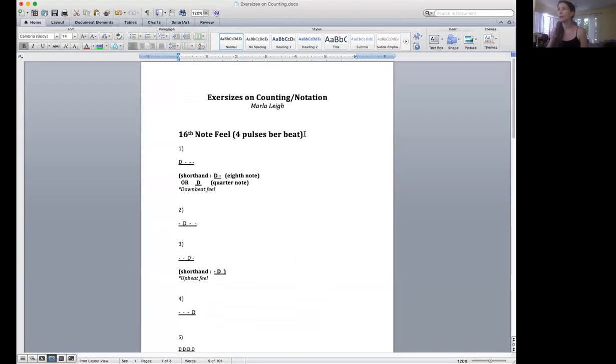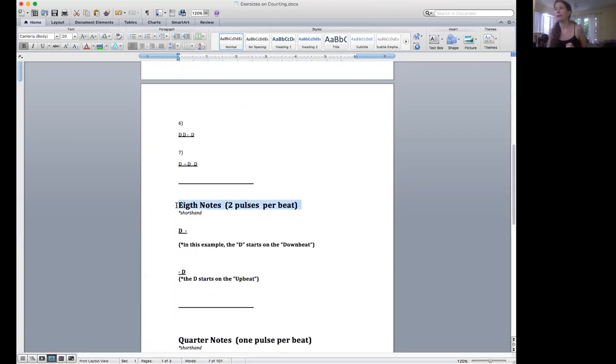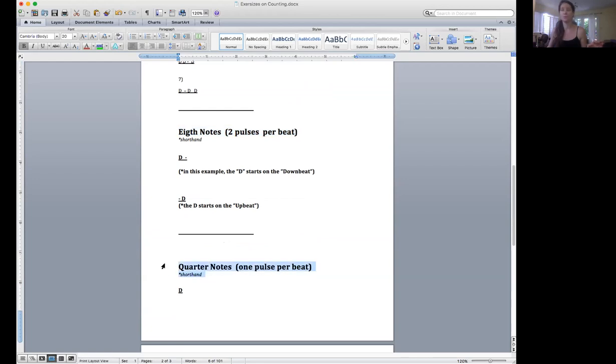Let's first talk about Western terminology. A 16th note means there are 4 pulses per beat. 1, 2, 3, 4, 1, 2, 3, 4. So that's the 16th note feel. Then we have the 8th note feel: 2 pulses per beat. 1, 2, 1, 2. And then we have the quarter note feel: 1 pulse per beat. 1, 1.